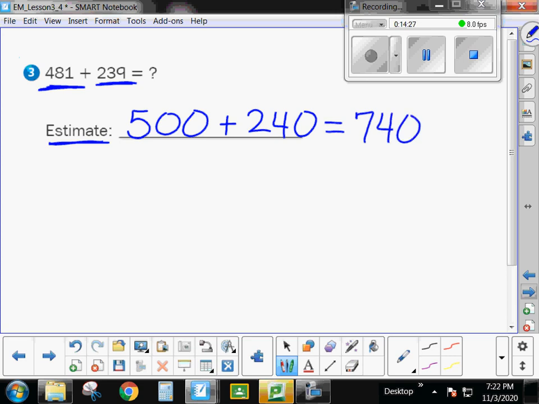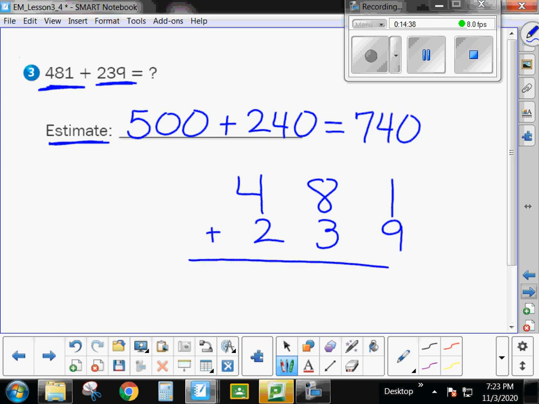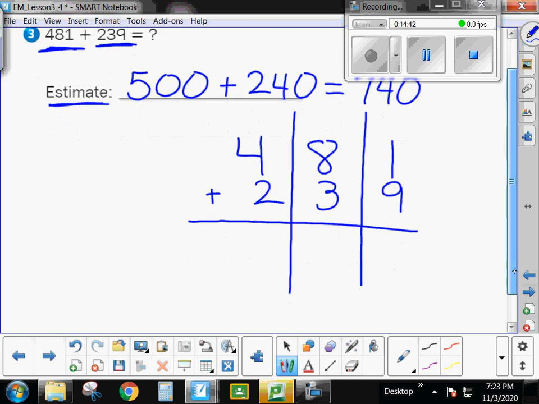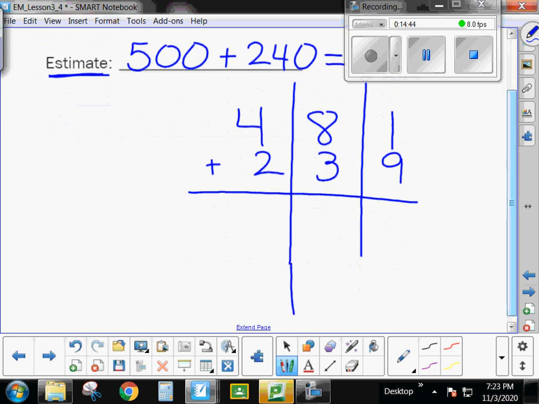All right, I'm going to go ahead and do my columns here. So 481, nice and spread out, plus 239, nice and spread out. Draw my columns down through here. Probably need to draw them a little bit longer for all my trading. All right, and here I go. So do all my columns. I'll show you that I can do my ones first. It doesn't matter. 1 plus 9, let's say I got 10 in this column. 8 plus 3, I got 11 in this column.